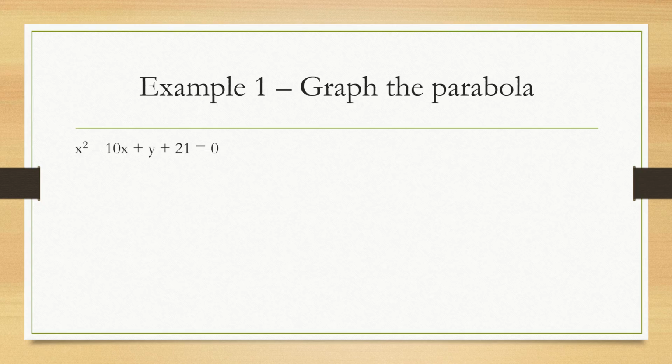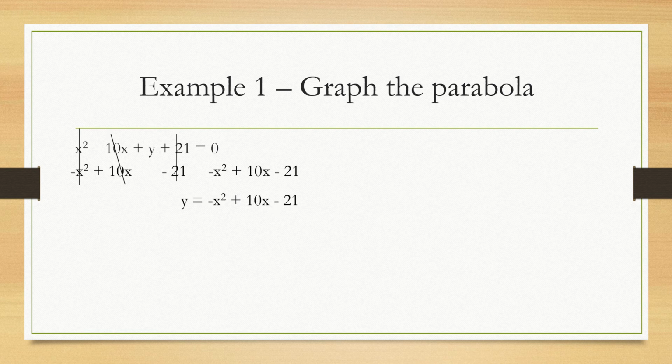We're asked to graph this parabola: x squared minus 10x plus y plus 21 equals 0. As you learned in my last video, the first thing you have to do is get y by itself. We do that by subtracting all the x terms and the constant on both sides of the equation. Then we end up getting y equals negative x squared plus 10x minus 21.